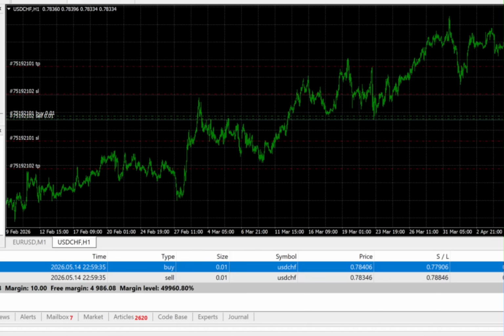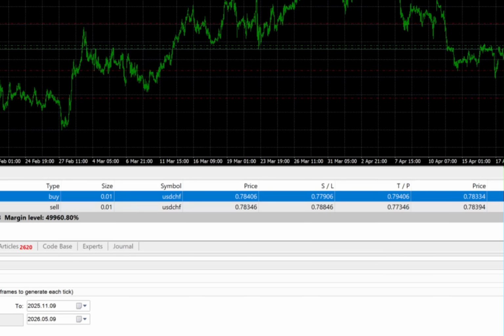Adding stop loss and take profit is one of the most important parts of EA development, because without risk management, even a good strategy can fail very quickly.